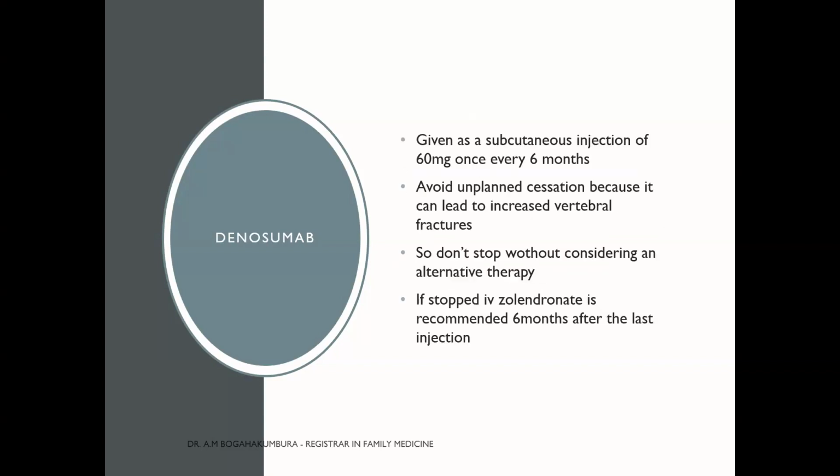About denosumab, it is given as a subcutaneous injection, 60 mg once every 6 months. Avoid unplanned cessation because it can lead to increased vertebral fractures. So don't stop without considering an alternative therapy. If stopped, IV zoledronate is recommended 6 months after the last injection.